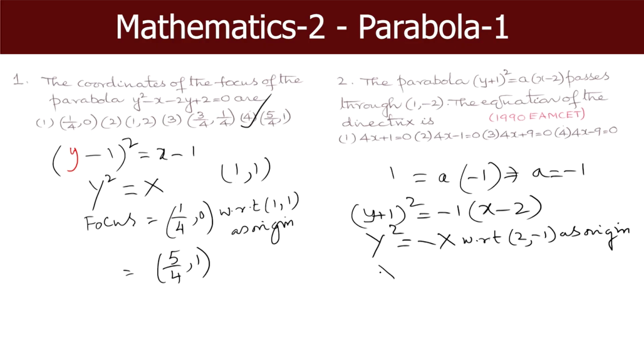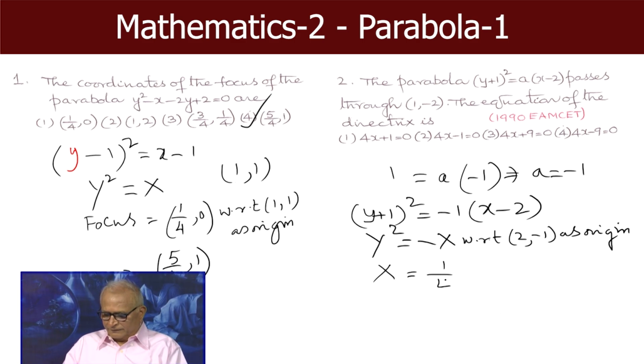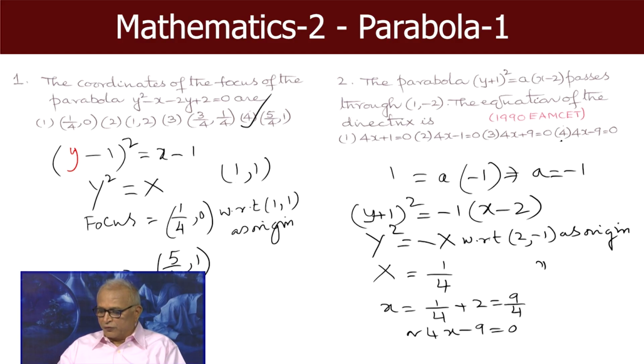y² = -x. What is the equation of the directrix for the parabola y² = 4ax? It is x = -a. For the parabola y² = -4ax, that is x = a. So here capital X = a means, what is a? 1/4. Okay. With respect to (2, -1) as origin, so x = 1/4 + 2, that is 9/4, or 4x - 9 = 0 with respect to the given system of coordinates, which is option 4.